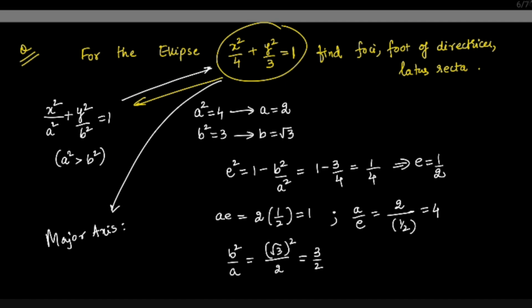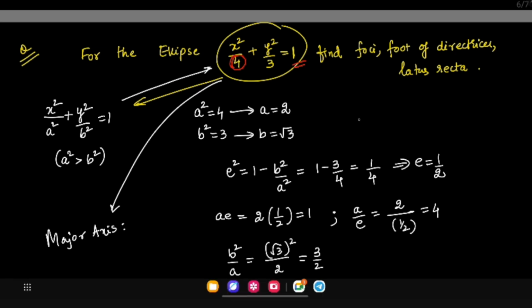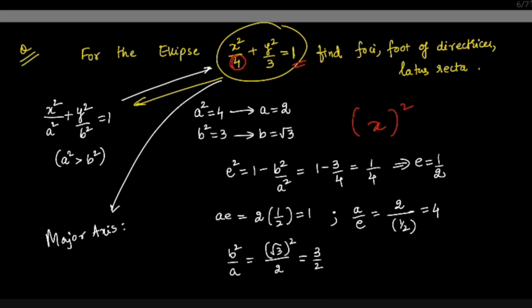See, one simple technique I will tell you, which we are going to explore much more in the second lecture on the ellipse. This technique you have to remember. Make the right side 1. Look at the denominators: which quantity is larger? 4 is larger, right? Its numerator is x square. Equate this to 0, and you will get the equation of the minor axis.